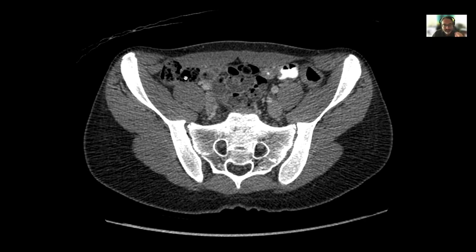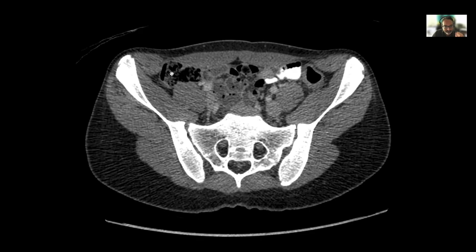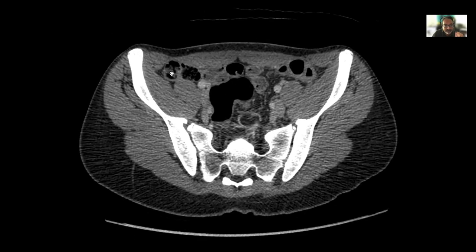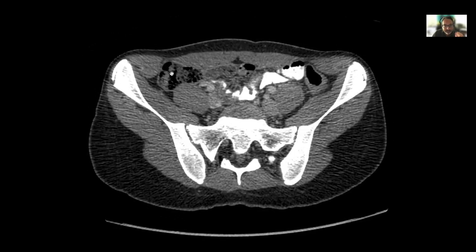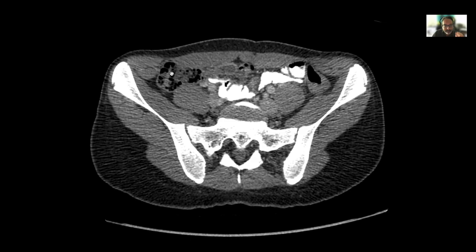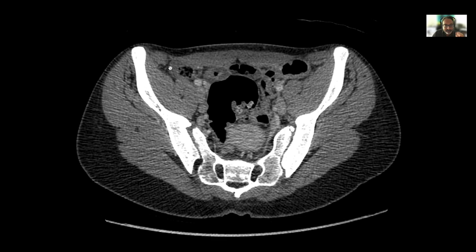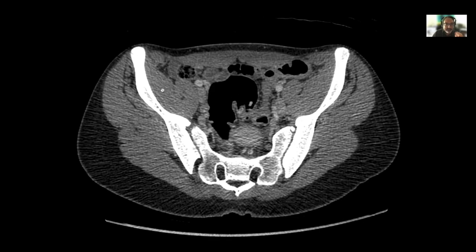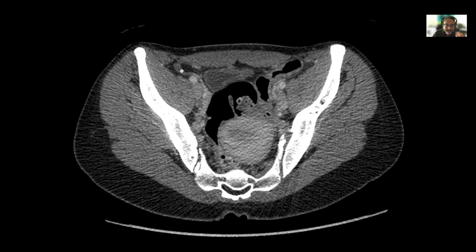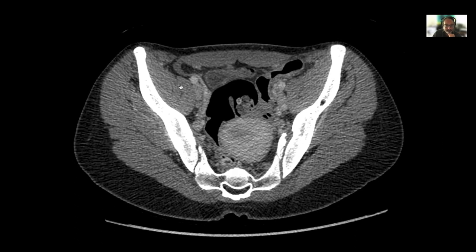All right, one more thing which is very important. The appendix lies here next to the cecum. So when we're in the pelvis, we need to look for some sort of outpouching from the cecum, which is the appendix. The appendix starts around there. When I go down, that is the appendix. It's very hard to see here, but that's where the appendix is.